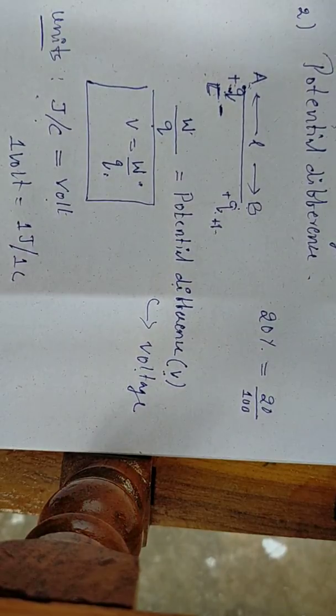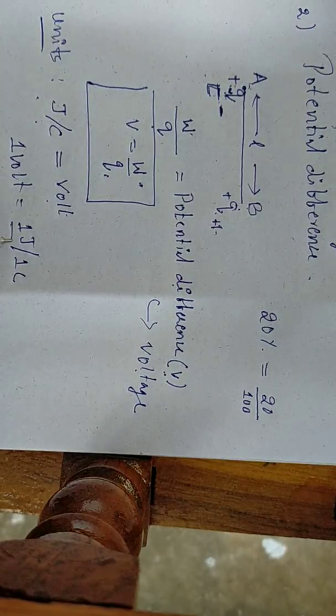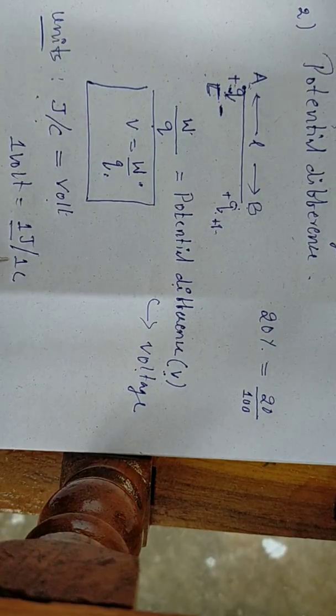Means if an electric field is doing 1 joule of work to move the 1 coulomb charge from one point to another point, it is called as 1 volt. So 1 joule by 1 coulomb equal to 1 volt, and the unit for potential difference is volts. Okay, so for this I am going up to this much brief only. Why? Because we have to discuss circuit problems also.